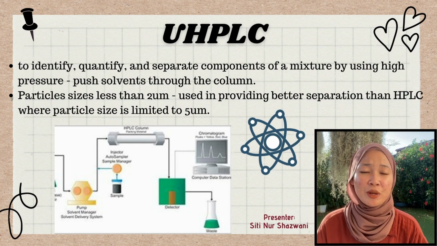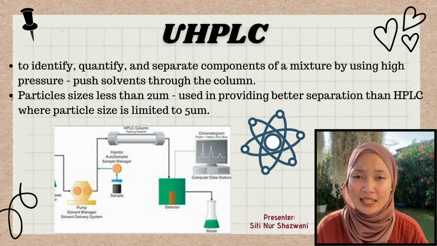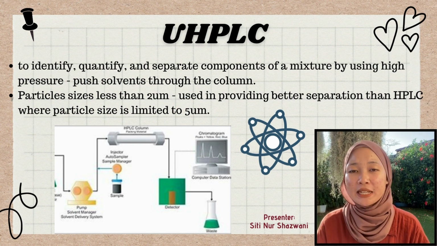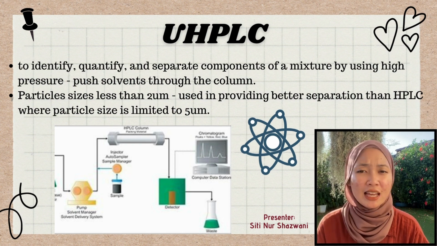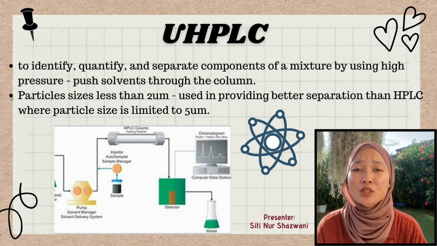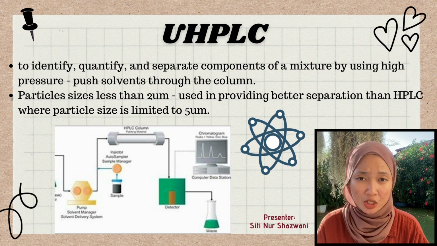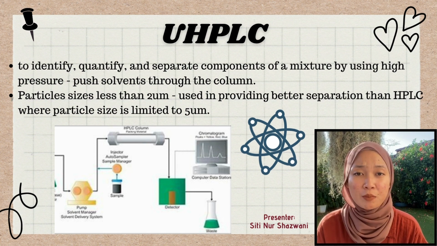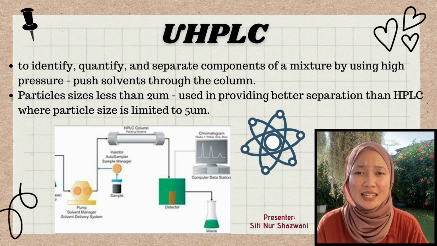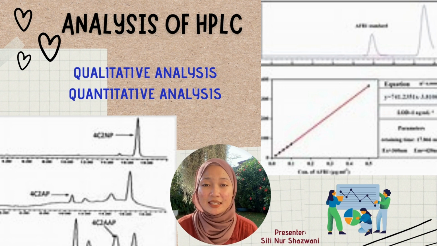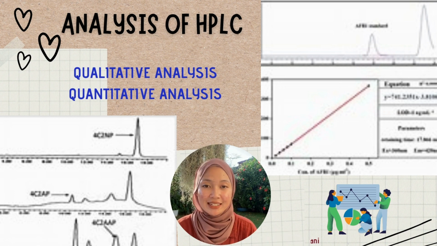Ultra-high performance liquid chromatography is used predominantly to identify, quantify, and separate components of a mixture of complicated samples such as botanical, dietary supplements, and biological samples by using a high pressure to push solvent through the column. In UHPLC, particle sizes less than 2 micrometers can be used, providing a better separation as it requires higher pump pressure. There are two types of analysis in HPLC, which are qualitative and quantitative analysis.